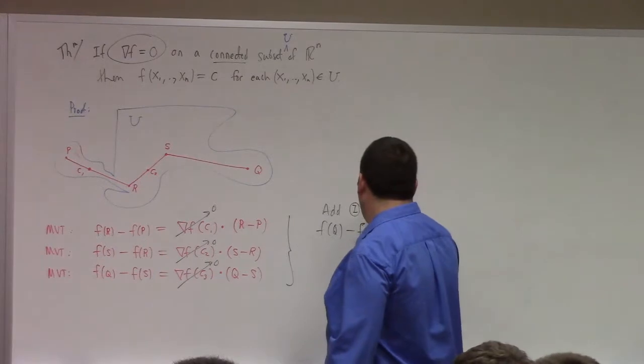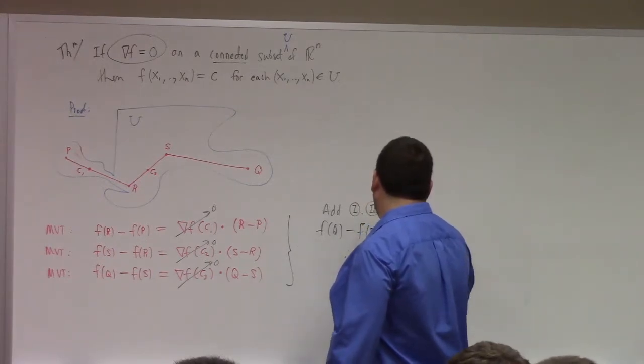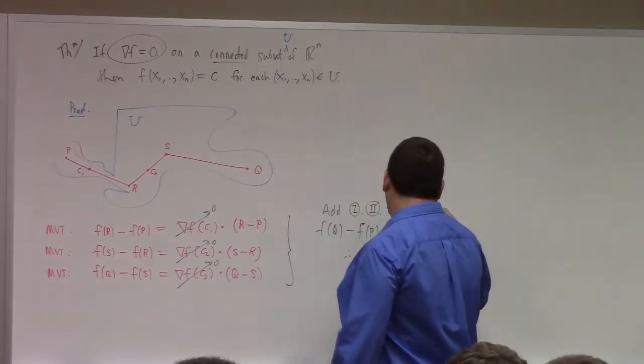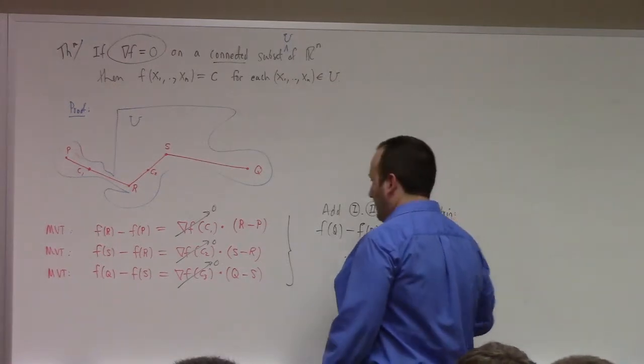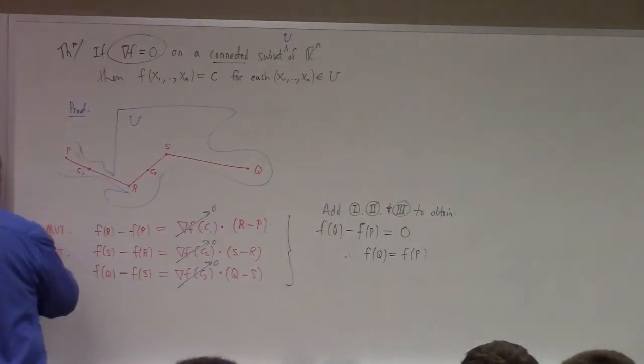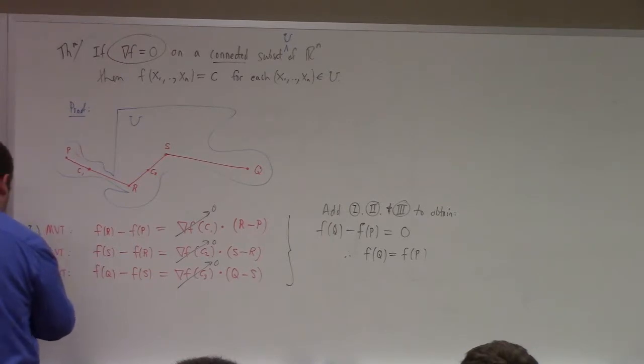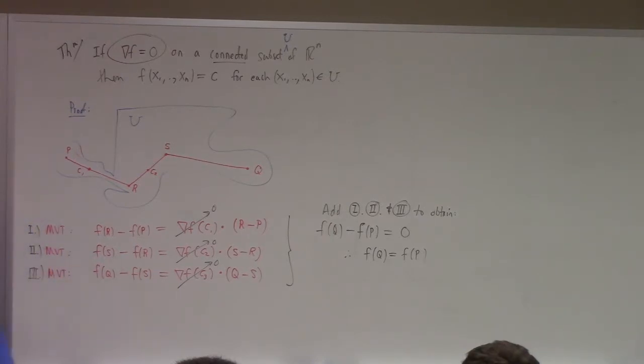Add 1, 2, and 3 to obtain this, okay? Now, I just did it for 3 points, but you can see this argument easily extends to finitely many points. And in a connected set, you can always join 2 points by a finite number of line segments linked together like this. And there you have it. The function has to be constant.